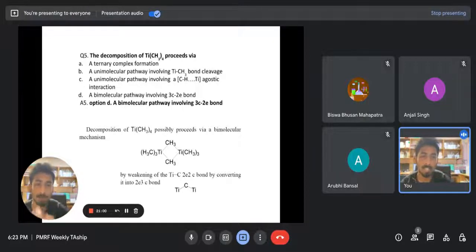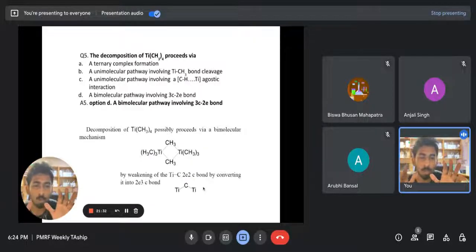But when this mechanism, the bimolecular mechanism, actually applies, you see there are three centers, titanium, carbon and titanium, and there are two electrons only, because these bonded electrons are shared by both titanium and carbon, and these bonded electrons are shared by both carbon and titanium. So it's a 3C2E bond. Now from a 2C2E bond you are having a 3C2E bond. So the bond order decreases from this Ti-C to this Ti-C-Ti.